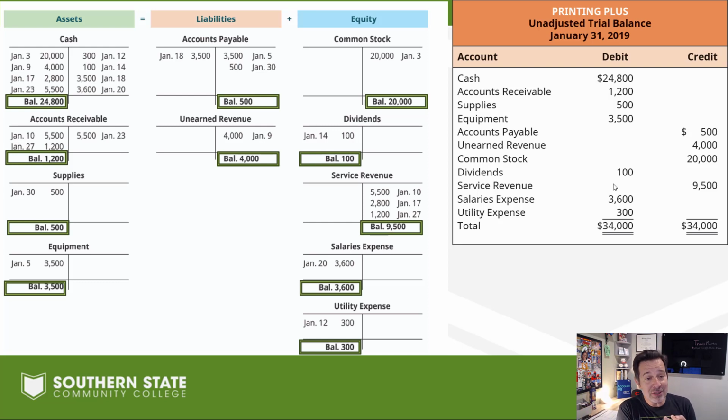We'll learn about adjusting entries. We'll learn about making the financial statements. So we have to do that step before we move any further down the road, because if our accounting system isn't in balance, it's pointless to go forward because none of the reports are going to be correct. So, very important part of the accounting cycle.